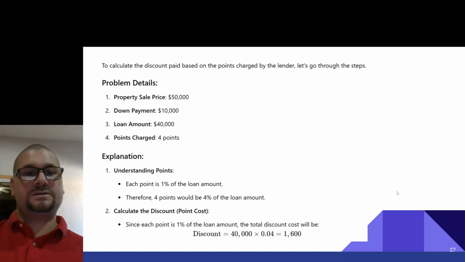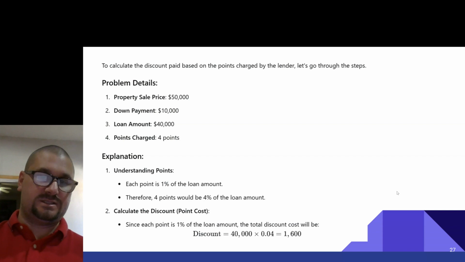So understanding points, each point is 1% of the loan. So 4 points would be 4% of the loan. So since each point is 1% of the loan, total discount will be 4% times 40,000, which is 1,600.